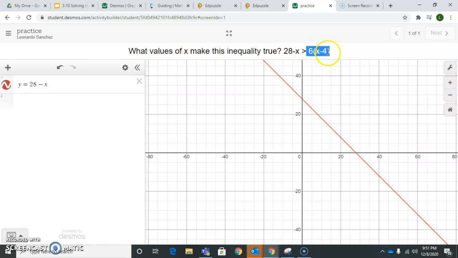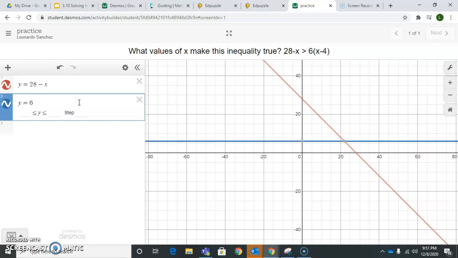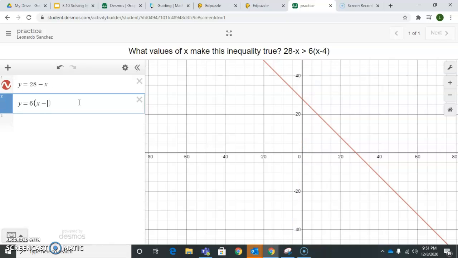Now let me graph the second one, the other side of the inequality. So in the second line, I'm going to say y equals 6x minus 4. Okay? So now what do I want to find out, guys? I want to know what values of x make this inequality true, or what x's make the left side, the 28 minus x, greater than the 6x minus 4.